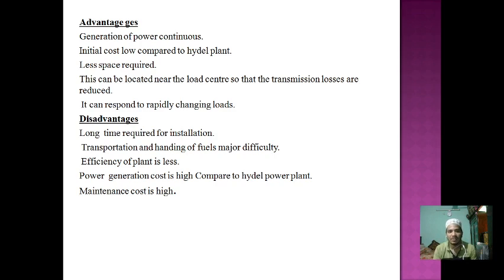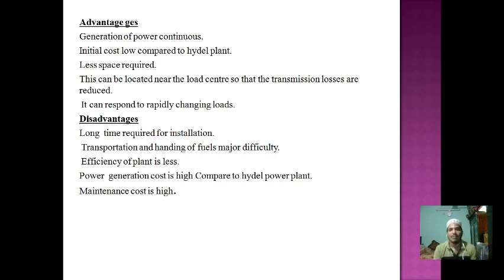It can respond to rapidly changing load. As per the load changing, the steam power plant responds rapidly in its power generation.